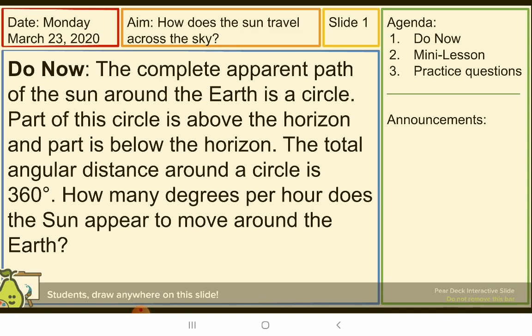The question you guys have is how many degrees per hour does the sun appear to move around the earth? So you got to do a little thinking. If the sun appears to move in a circle, it goes 360 degrees. How long does it take for the sun to make that full circle? That should be intuitive to you. A day is 24 hours. So your job is to use this information, 360 degrees in 24 hours. How many degrees per hour does the sun appear to move? So, next slide.